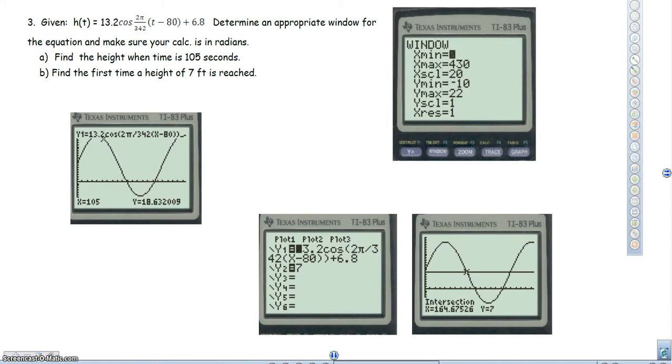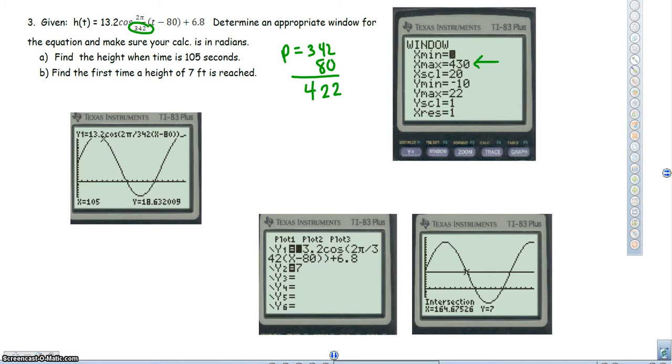The next problem I'm going to have to put in the calculator. So I've got different screens showing up of the calculator. And let's see, if I look at this, this tells me right here that my period is 342. But because it's starting 80 units to the right, I'm going to add 80 to that. And that's going to give me my highest X value.